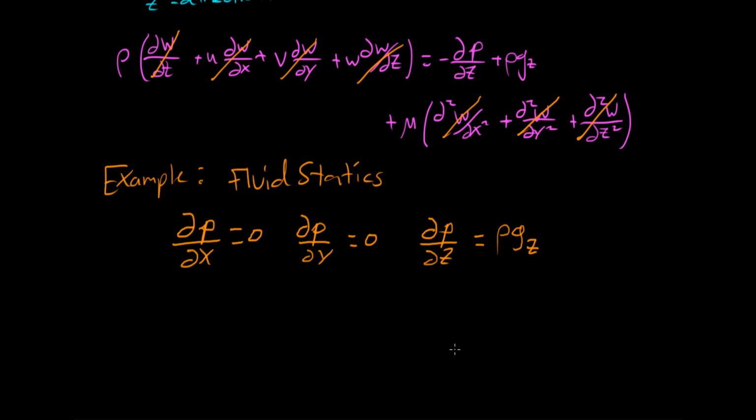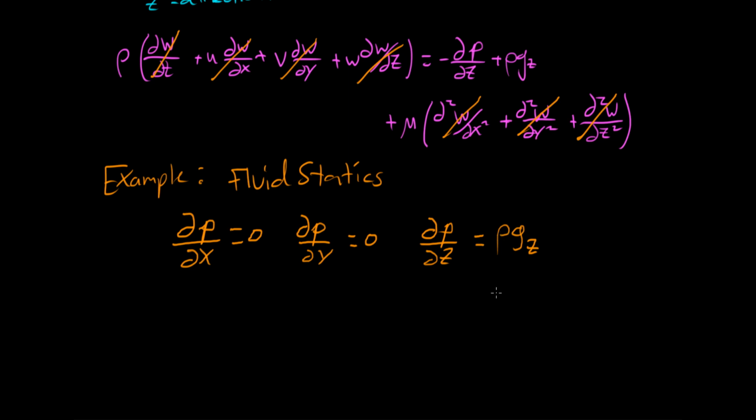So this might look familiar. This first term says that pressure moving horizontally in a stationary fluid doesn't change, right? dp/dx. That means for any value of x, p is the same. Any value of y, same story. But as we move up and down in the gravity field, not so much.